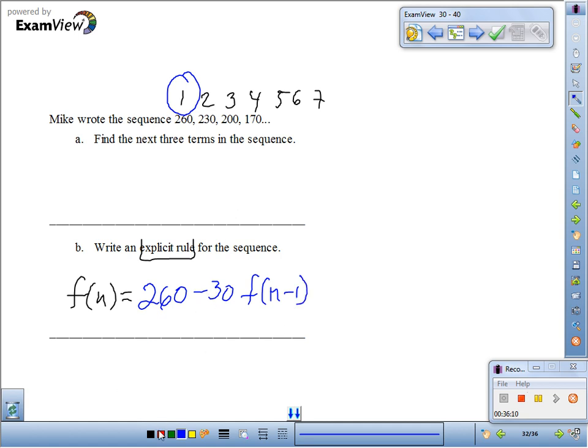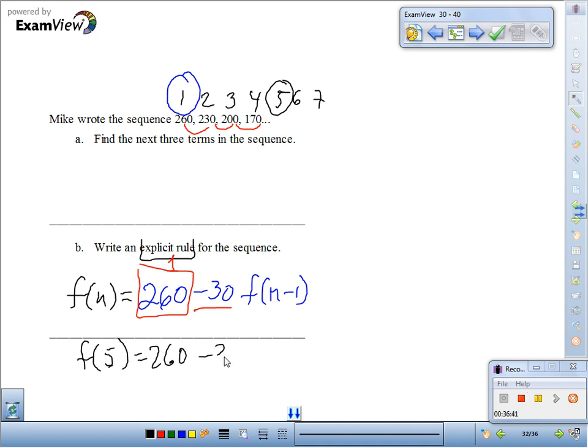And why minus 30? Let's see. So this is the first term, and this is the pattern, right? What's happening from here to here, from here to here, from here to here? Subtracting 30. Let's see if it works to find our next 3 terms. What is the next number that we're going to substitute? F of 5.